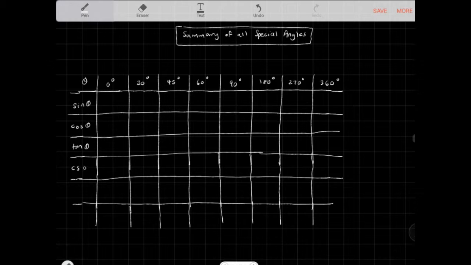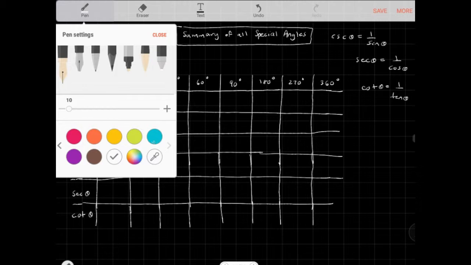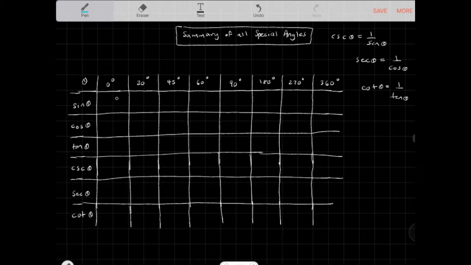We'll also look at cosecant theta, which is the reciprocal of sine, right? Cosecant theta is 1 over sine theta. Secant theta is 1 over cosine theta, and we'll also look at cotangent theta, which is 1 over tan theta. Okay, so keep this in mind, guys. So I'll write secant theta here and cotangent theta here. Okay, I'm going to start with cosine and sine really quickly first.